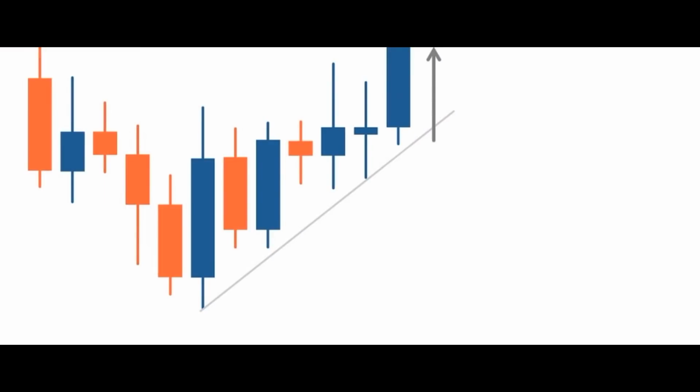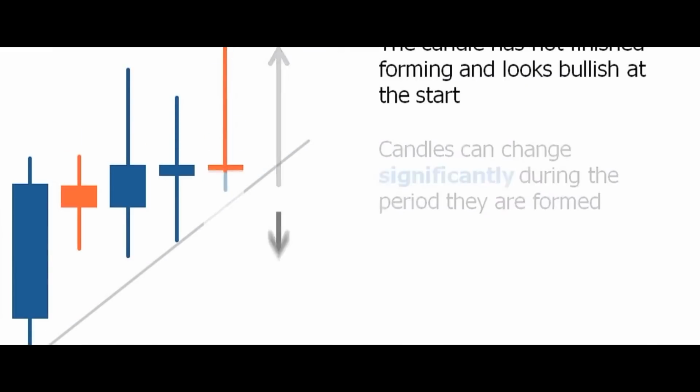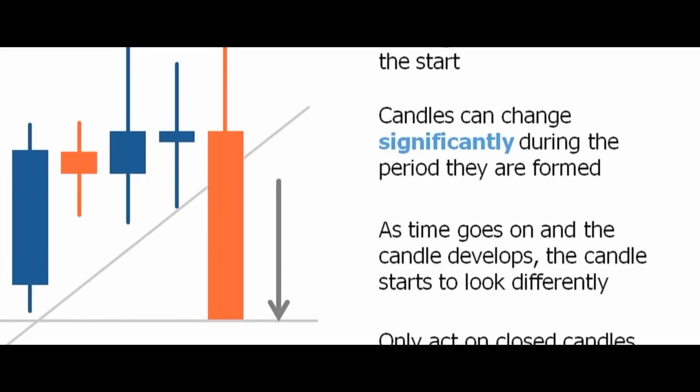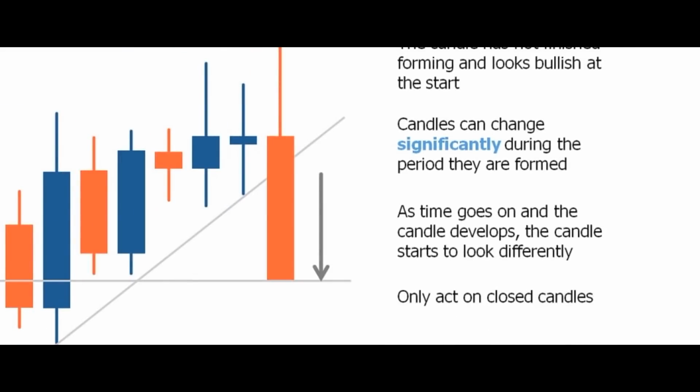A lot can happen during the period in which a candle forms, and the balance of power can shift from one side to the other. Therefore, at the beginning of the candle formation, it could be that the bulls are more in control than the bears. However, during the formation of the candle, sellers could come into the market and change the market sentiment, changing the candle significantly during the time it is formed. What may start out as a bullish candle could end up as a bearish candle. This means you should only ever base a decision on a closed candle.